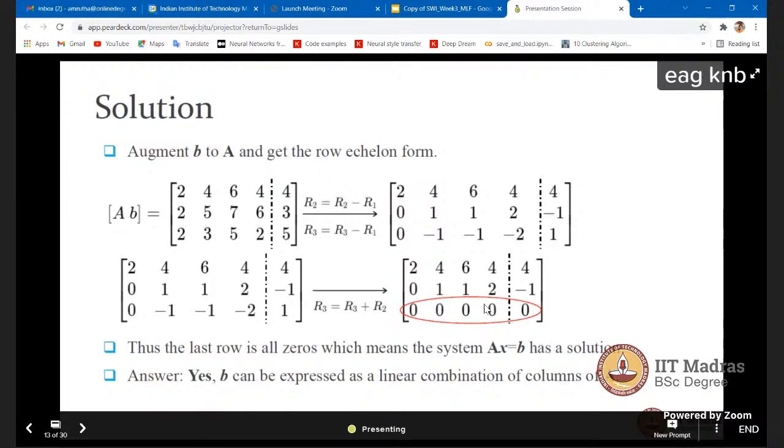If you do not get it, you may get an all-zero row here, but you may not get a non-zero number here. At that time, B cannot be represented. So that is the insight here.